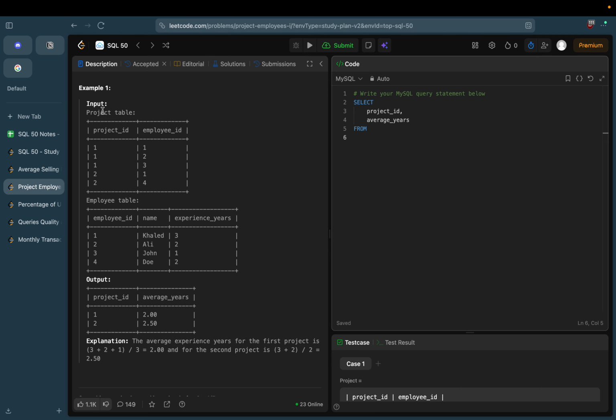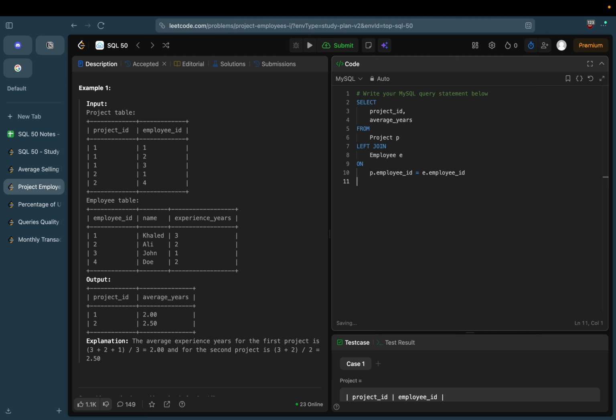Again, we need to take the project table towards the left side of the join. Let me give this an alias of P. Then the employees table, an alias of E. The joining condition over here will directly be on the employee ID because that is the common link between the tables. So P dot employee ID equals E dot employee ID.